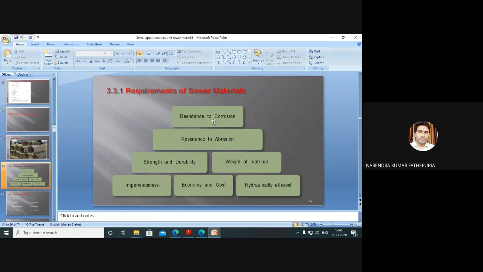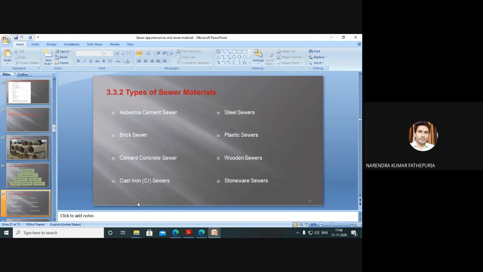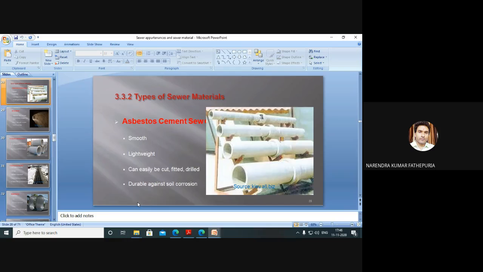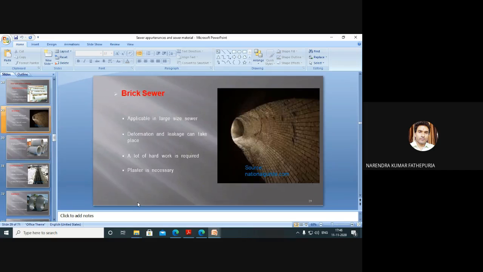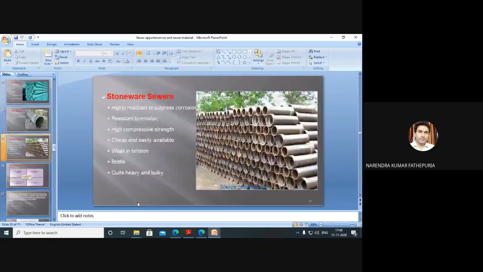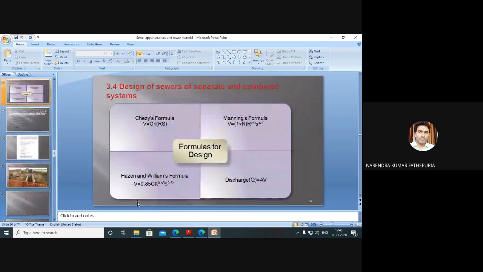Here are the sewer material requirements. You have to choose by checking resistance to corrosion, resistance to abrasion, strength, durability, weight of material, and various mechanical and hydraulic properties. These are the materials available for sewers: asbestos cement, steel, brick, plastic, cement concrete, wooden, cast iron, stone. There are various advantages and disadvantages of using these materials. And as I told you, design of sewer for the separate and combined system. Chezy's formula is important, Manning formula is important, Hazen-Williams formula and discharge formula.